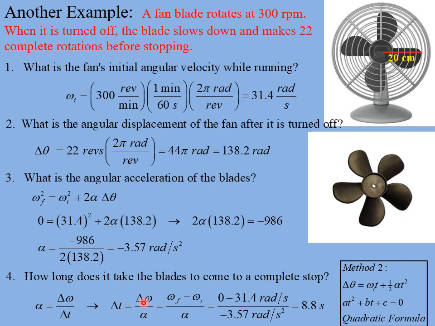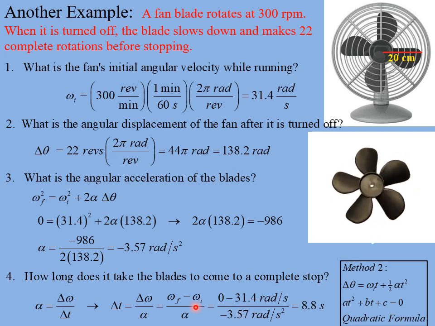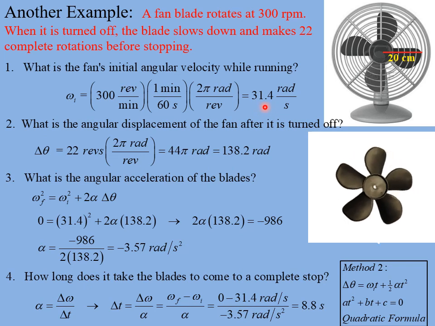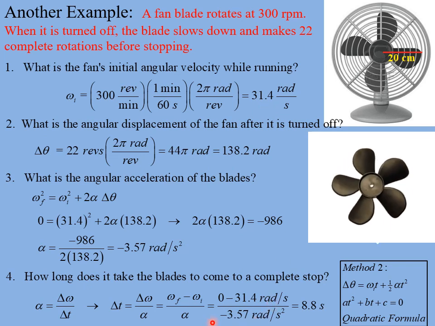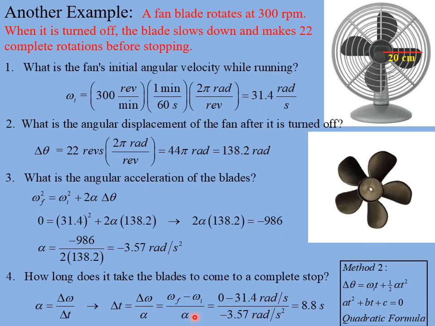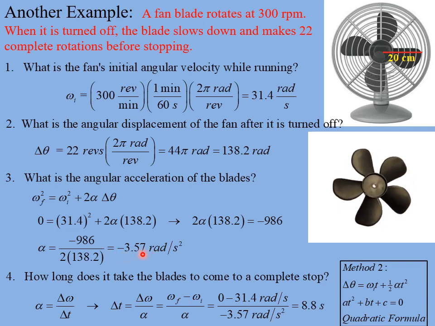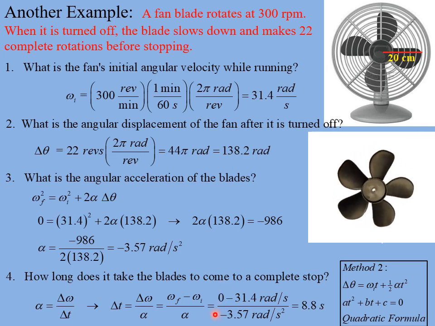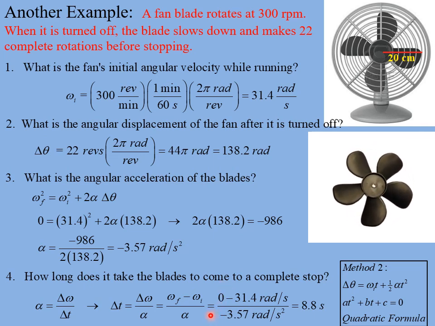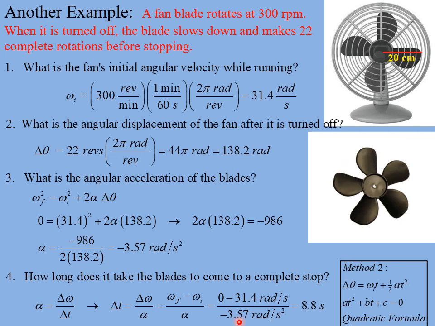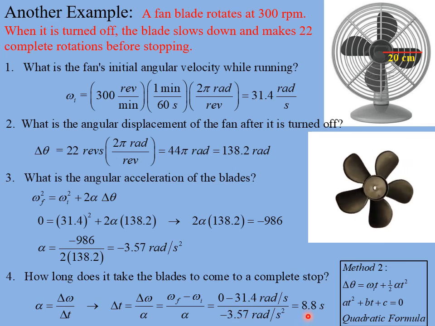Now, what is delta omega? Well, that's omega final minus omega initial. The omega final is 0, right? It comes to a stop when it's done. And omega initial is this number up here, 31.4. And then alpha down here, remember, we just solved for that, negative 3.57. So this minus sign at the top cancels this minus sign on the bottom. And so we end up with 31.4 divided by 3.57, which is 8.8 seconds.